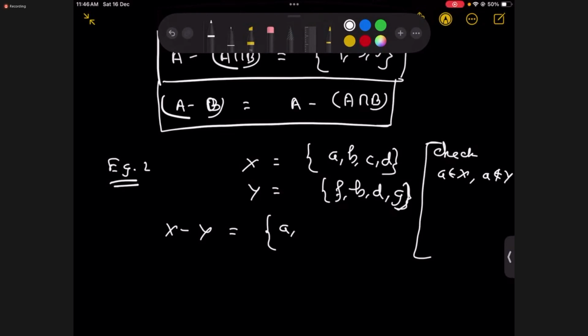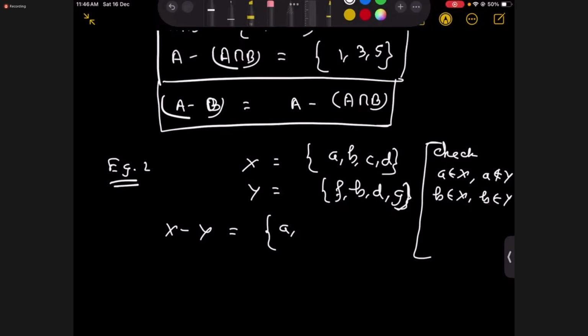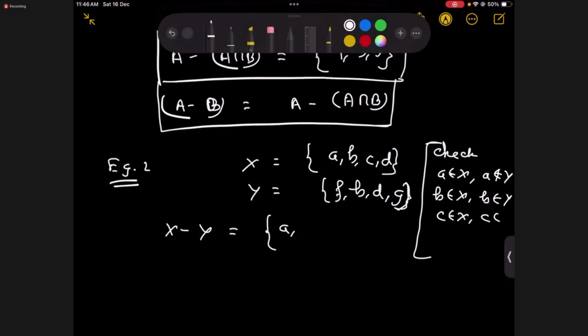Acha. B belongs to X, but B also belongs to Y. So B will not be there. C belongs to X, C does not belong to Y. So C will be there. What about D? D belongs to X and D also belongs to Y. So D will not be there. And there are no other elements in X, so the bracket will be closed here. So this is our X minus Y.